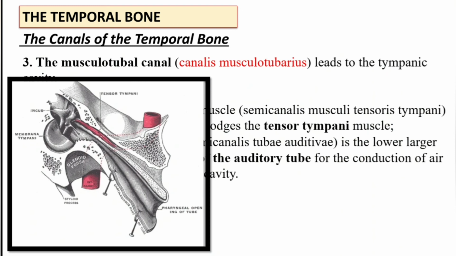Okay, that's everything you need to know about the temporal bone. So now you will need to go to school and look at the temporal bone itself and look for all these different parts, fissures, foramens, etc. You understand? So that's the first part of topics 7 and 8.